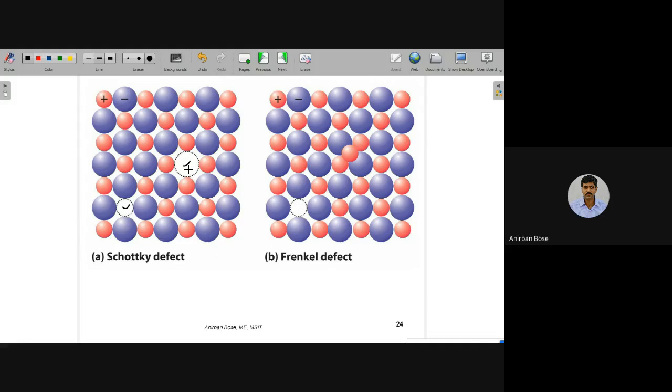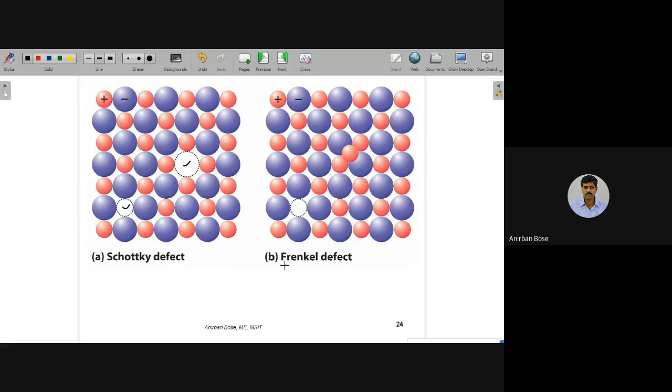By Schottky imperfection, what we mean is basically that one formula pair will be missing, so that the whole structure will be electrically neutral. This is the basic meaning. It's not that it is one cation and one anion; it is one formula pair that is missing so that the structure will be electrically neutral. So this is the Schottky imperfection.